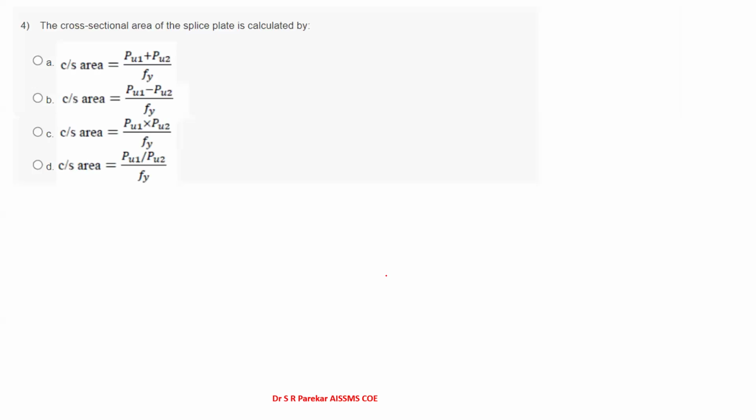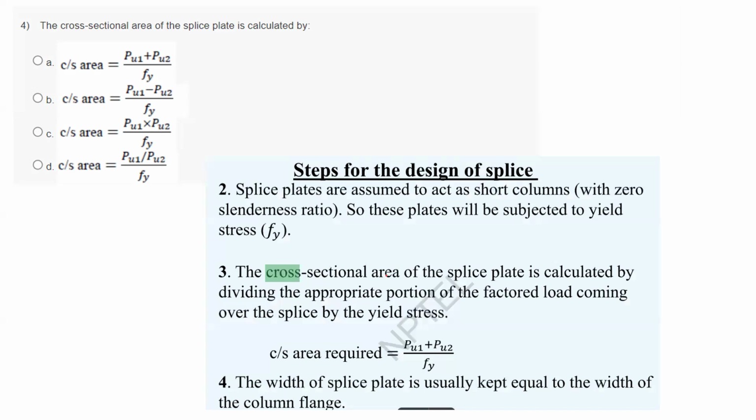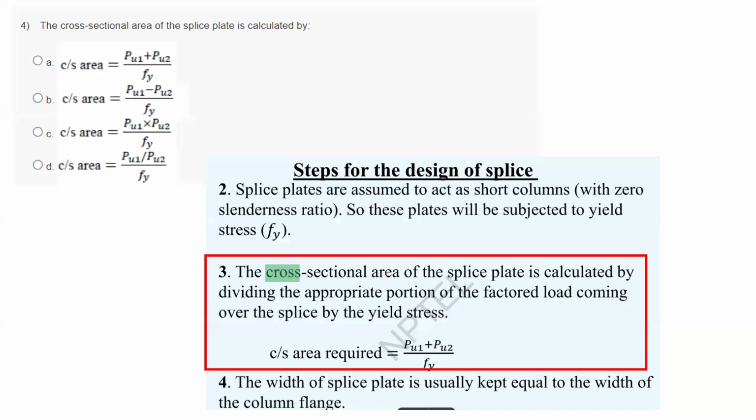Then the cross-sectional area of this splice plate is calculated by. Now we have this one, cross-sectional area of this splice plate is calculated by. So we have this value, Pu1 plus Pu2 upon Fy. So we have that is option A.